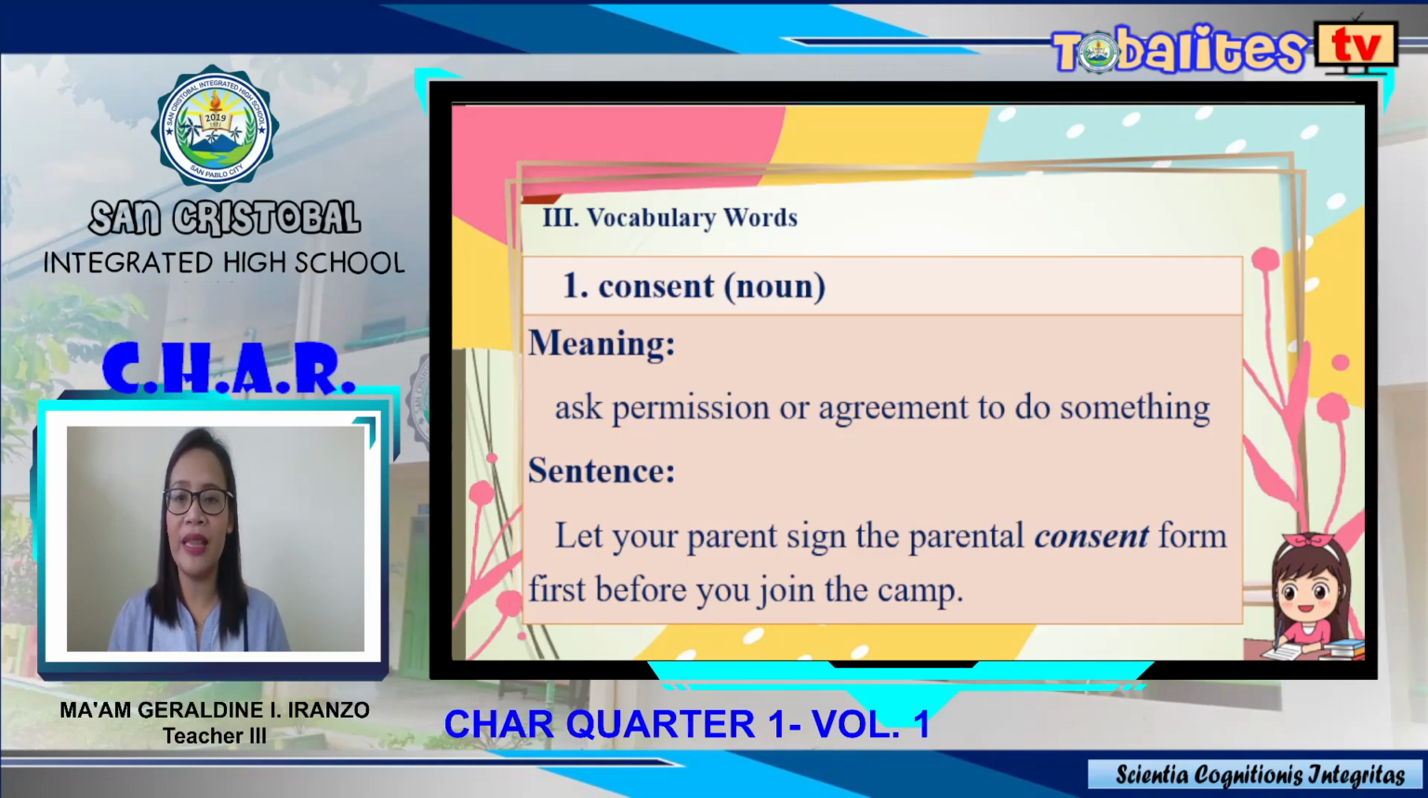This time, let us have some words that will help you better understand the fable that we are going to read later. The first one is consent. It is a noun which means to ask permission or agreement to do something. Let us use consent in a sentence. Let your parents sign the parental consent form first before you join the camp.